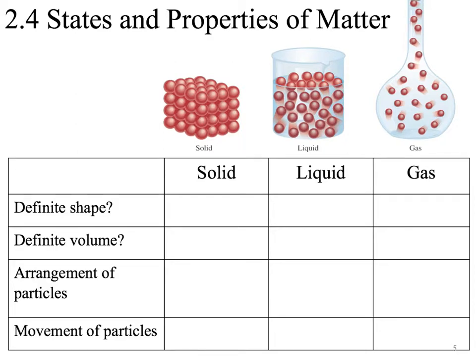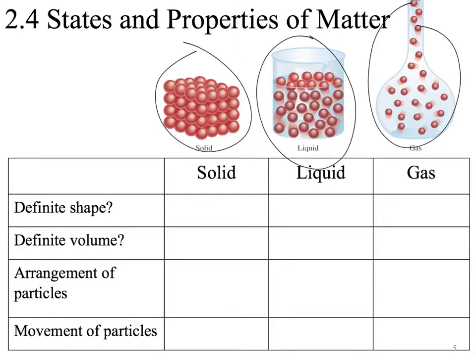There are three different states of matter: solid, liquid, and gas. And they can be classified depending on the shape. For example, a solid has a very defined shape. Liquid and gas don't have a defined shape. They take the shape of the container where they are. About the volume, solids and liquids have a defined volume. Gas takes all the volume of the container where it is.